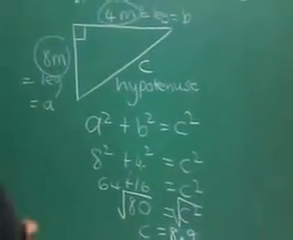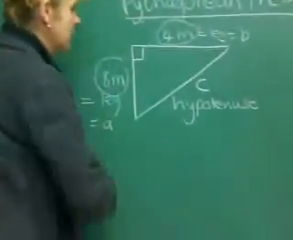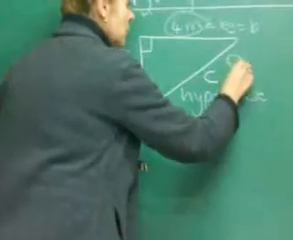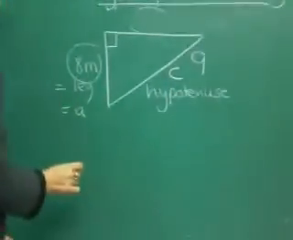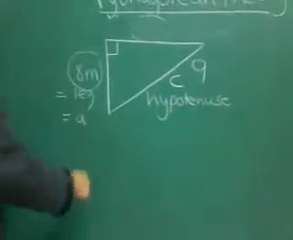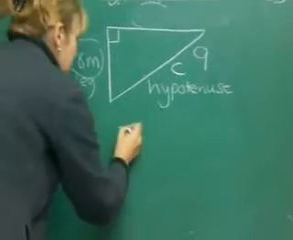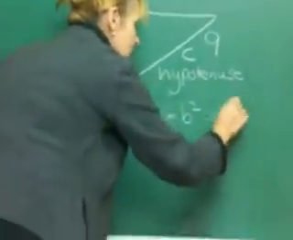For example, I'm just quickly going to show you. If I was given that this side is, let's just round it off to 9, if this side is 9 and I don't have that, then it means I have C and I have A but I don't have B. And then I would say A squared plus B squared is equal to C squared.